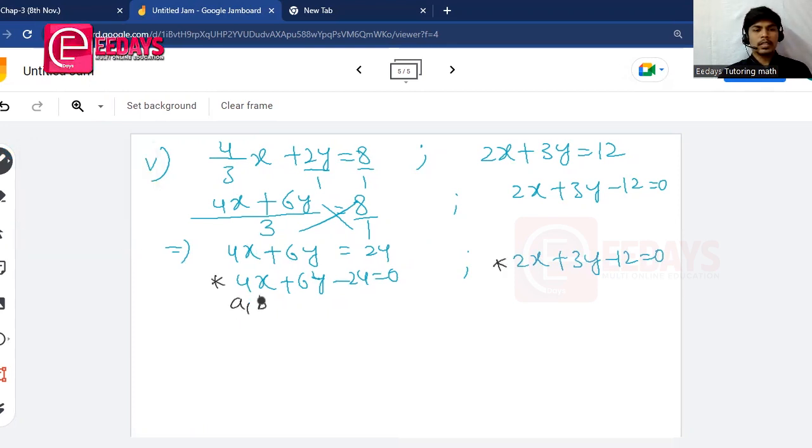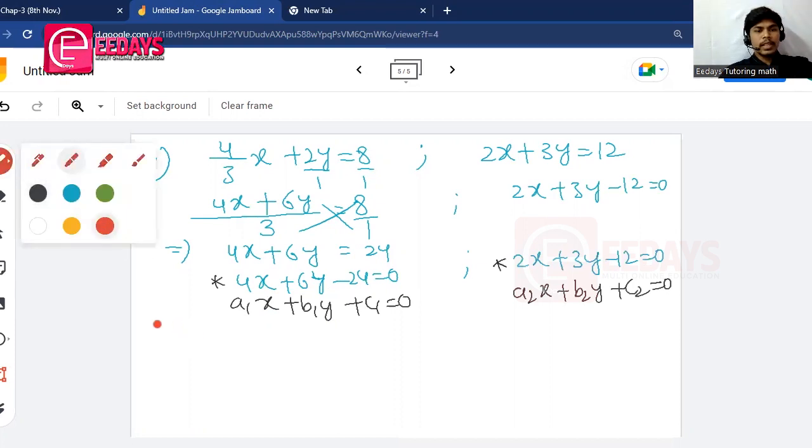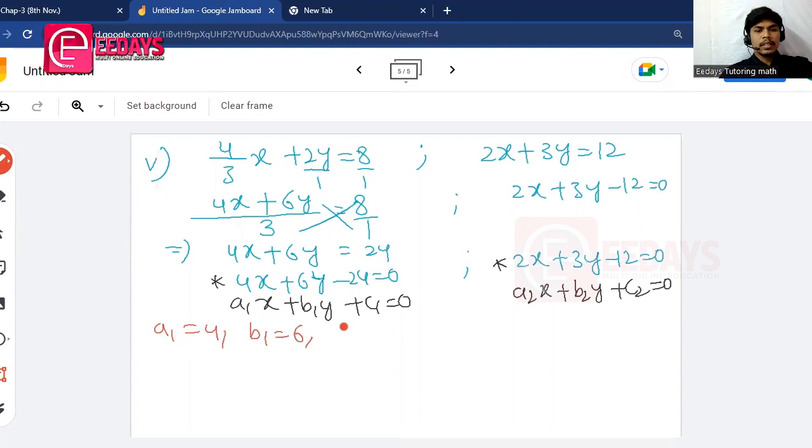Now a1x plus b1y plus c1 is equal to 0. a2x plus b2y plus c2 is equal to 0. All right. Now you just write the a1, a2. a1 is 4 here. b1 is 6 here. c1 is minus 24 here. a2 is 2 here. b2 is 3. c2 is minus 12. All right.